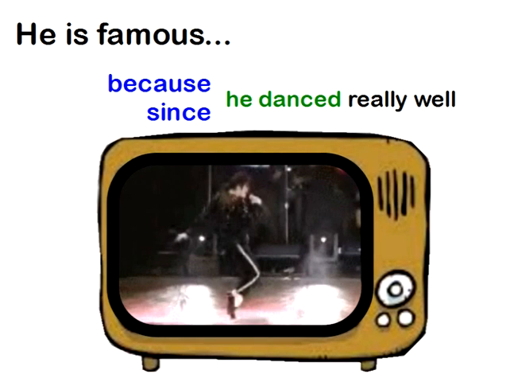So I can say he is famous because, or he is famous since he danced really well. Okay, now when I use because and since to give a reason, it's important that I always use a subject and a verb. So you see here, my subject, he, and my verb, danced. So when I use because and since, I always use a subject and a verb to describe why. So that's because and since with the subject and verb.